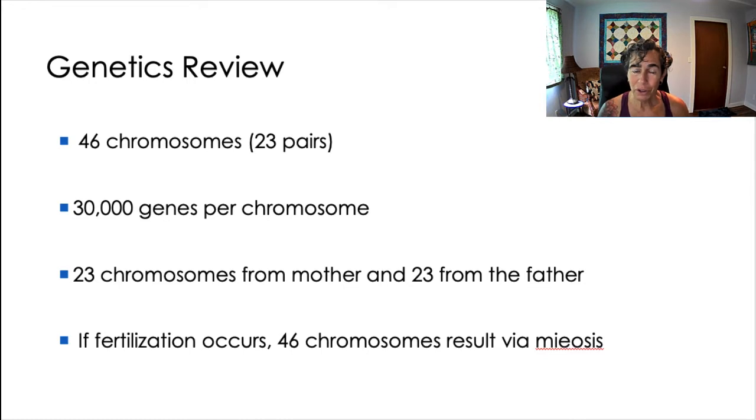Just a brief review. There's 46 chromosomes in every human. That means 23 pairs, one from your biological father, one from your biological mother. There are about 30,000 genes per chromosome. There are 23 from dad and mom, which I said. And if fertilization occurs, these pair, and so we wind up with 46 via a process of meiosis.